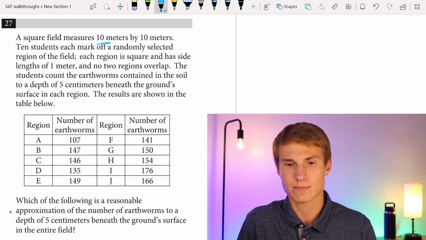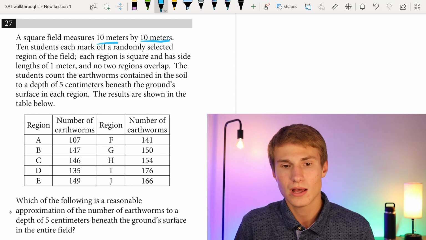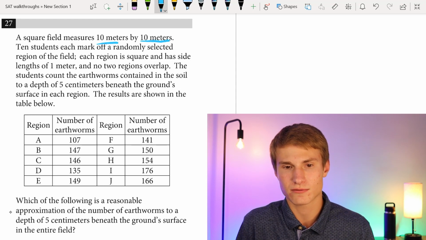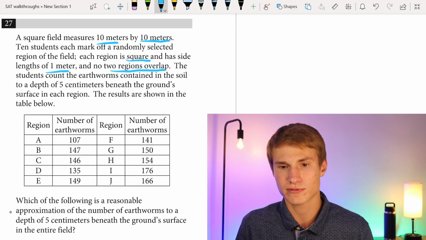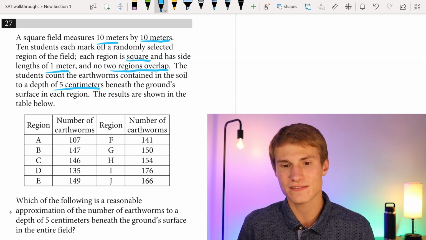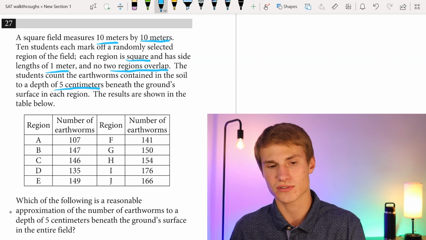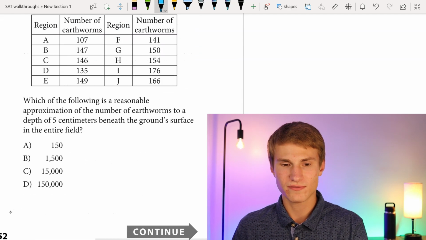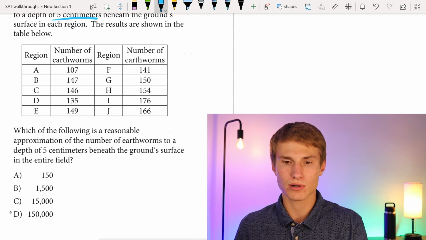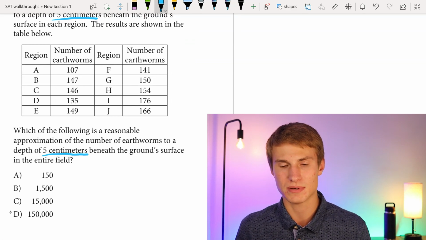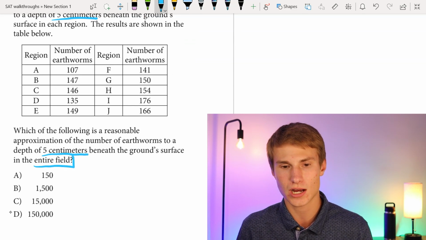So we've got a square field that measures 10 meters by 10 meters. 10 students each mark off a randomly selected region of the field. Each region is a square and has side lengths of 1 meter, and no 2 regions overlap. The students count the number of earthworms contained in the soil to a depth of 5 centimeters beneath the ground surface in each region. The results are shown in the table below. Which of the following is a reasonable approximation of the number of earthworms to a depth of 5 centimeters beneath the ground's surface in the entire field?